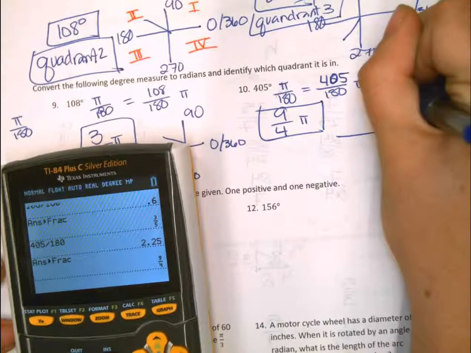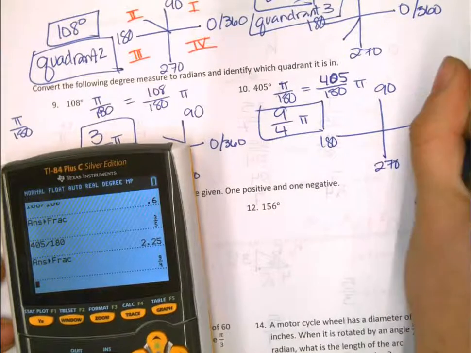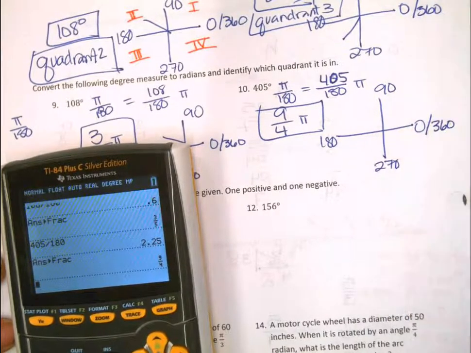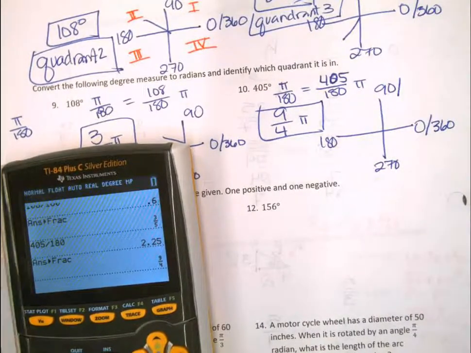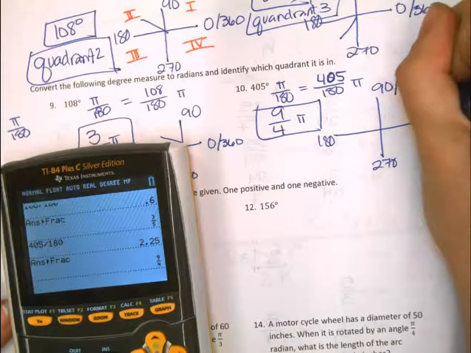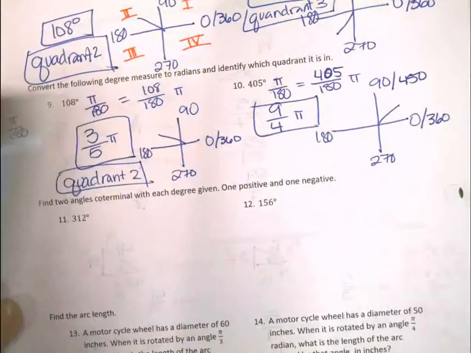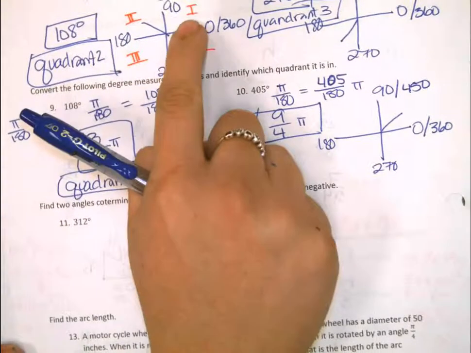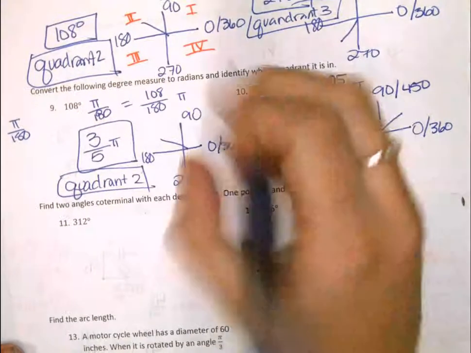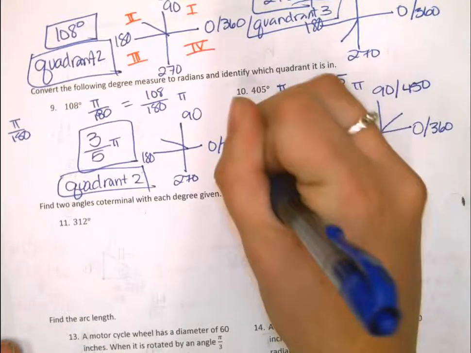So I have 0, 90, 180, 270, 360. I'm not high enough, so I'm going to keep counting. Remember, every quarter is 90 degrees. So 360 plus 90 is 450. So it's in between those two. Now, this is in quadrant 1 because it's just in the first box. I only go to 4 on quadrants. I stop. I do not repeat.